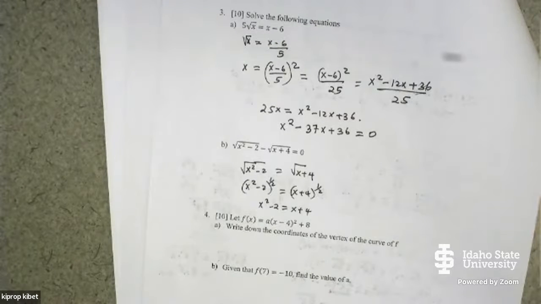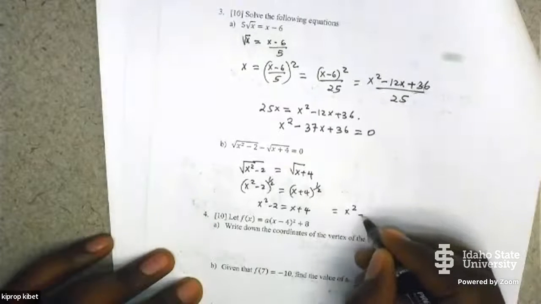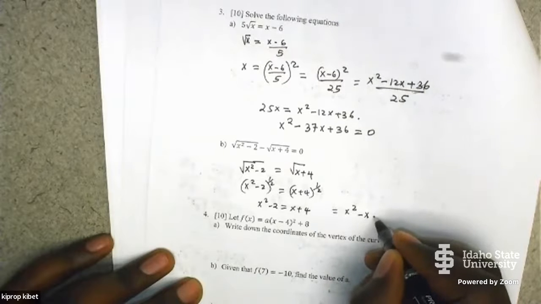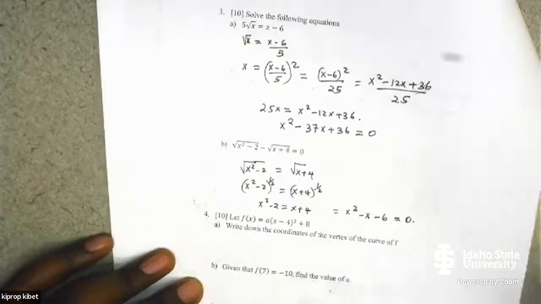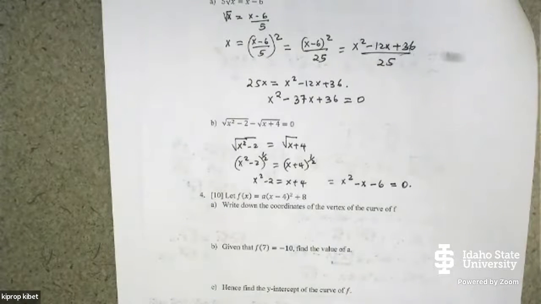Then you get the value of x square. So it forms a quadratic equation, which is the same as x square minus x minus 6 equals to 0. So you get the values of x.